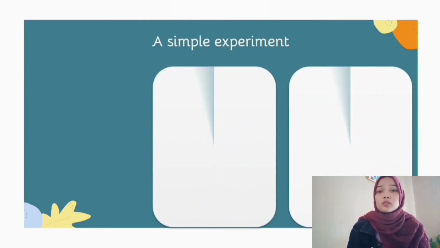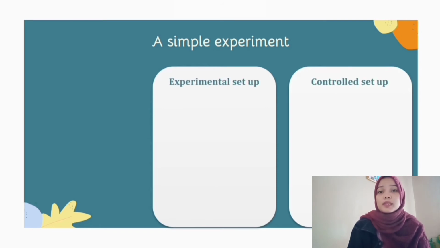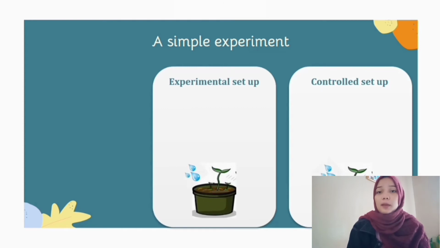Here there are two setups. The first one is experimental setup and the other is controlled setup. The difference between the two setups is only the independent variable. We must keep all variables the same in both setups except the independent variable, because the independent variable is only in experimental setup but it isn't put in controlled setup.